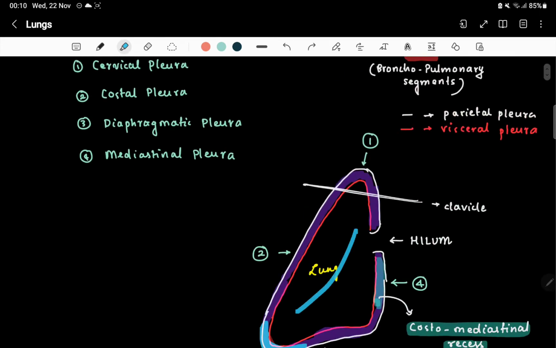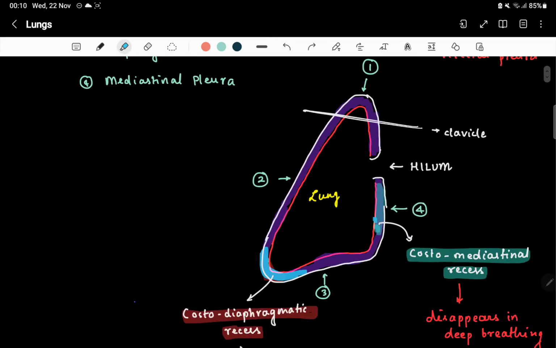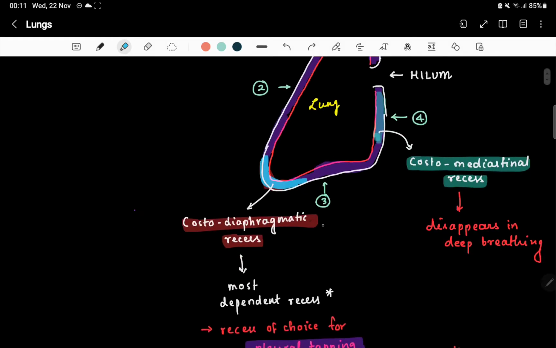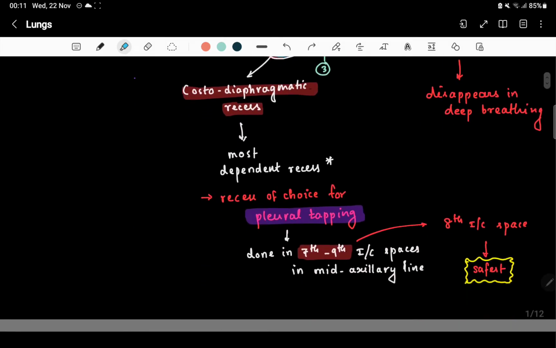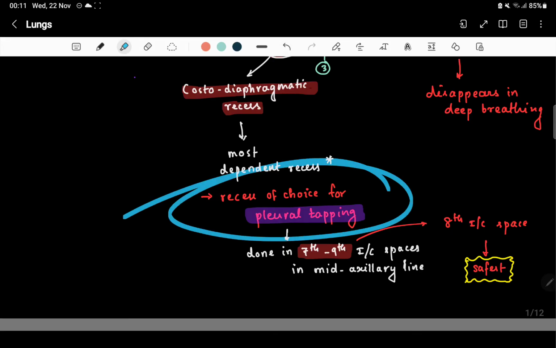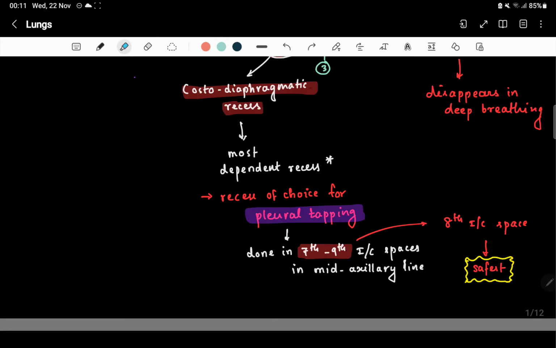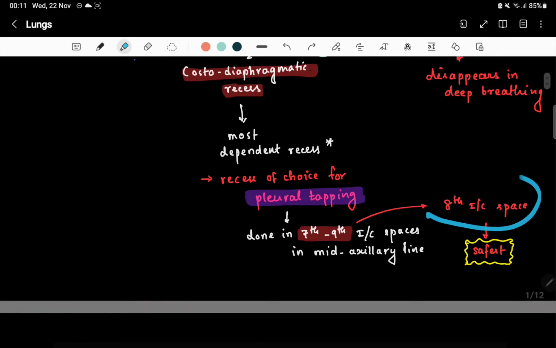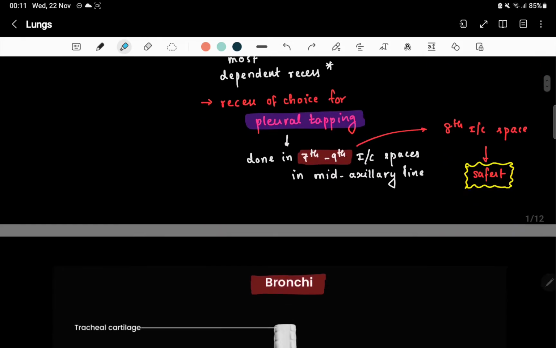If there is pleuritis or pleural effusion, then the fluid will accumulate in this costodiaphragmatic recess. It is the recess of choice for pleural tapping. And for pleural tapping, you just need to know that it's done in the 7th to 9th intercostal space in the mid axillary line, and the 8th intercostal space is the safest one.